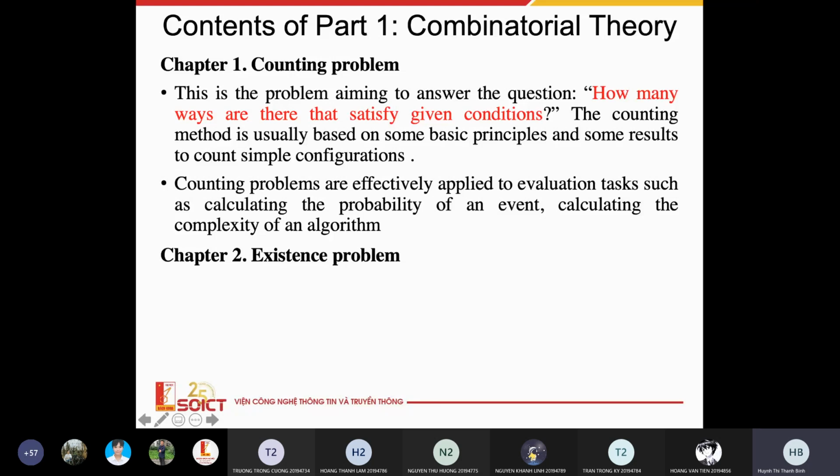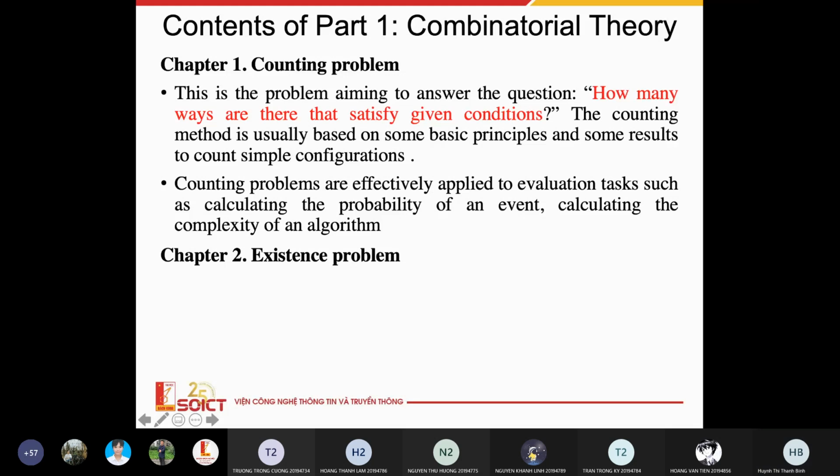And the counting method is usually based on some basic principles and some results to count simple configurations. And counting problems are effectively applied to evaluation tasks, such as calculating the probability of an event, or calculating the complexity of an algorithm. So that is the counting problem. For example, how many ways are there to arrange 6 people for taking a photo? We can answer this question by counting problem.